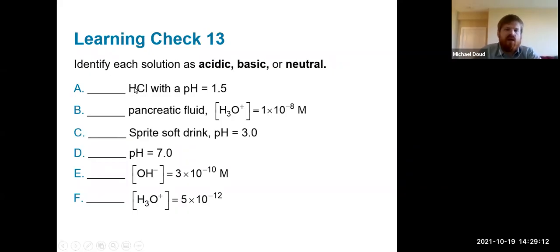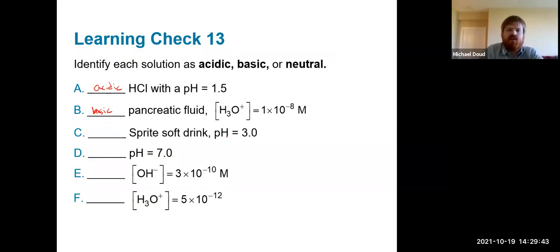So first up, we have HCl with a pH of 1.5. Well, 1.5 is definitely less than 7, right? So that's definitely going to be acidic. Okay, pancreatic fluid, and it tells you that the hydronium ion concentration is 1.1 times 10 to the negative 8th. Well, 1 times 10 to the negative 8th is actually less than 1 times 10 to the negative 7th. So that would suggest that this is basic.